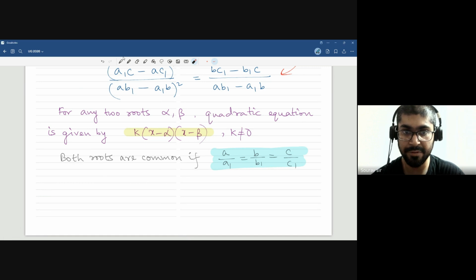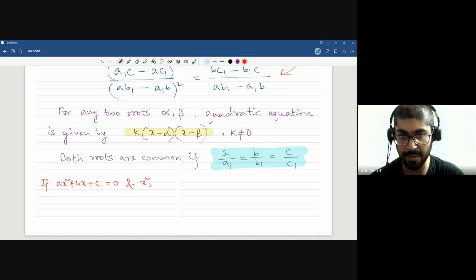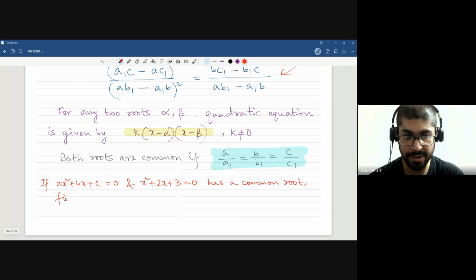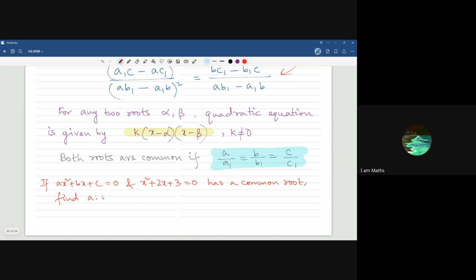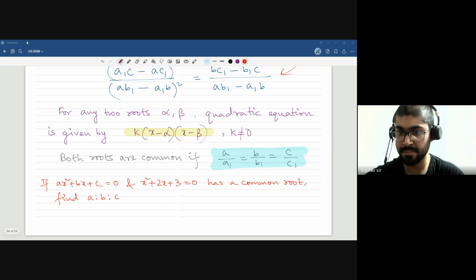So if ax square plus bx plus c equal to 0 and x square plus 2x plus 3 equals to 0 has a common root, find a is to b is to c. Try. That is the sum.